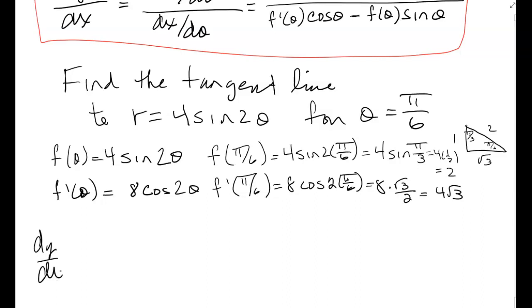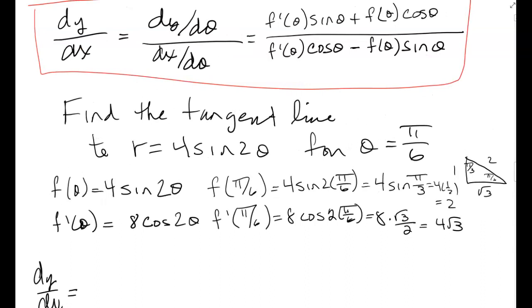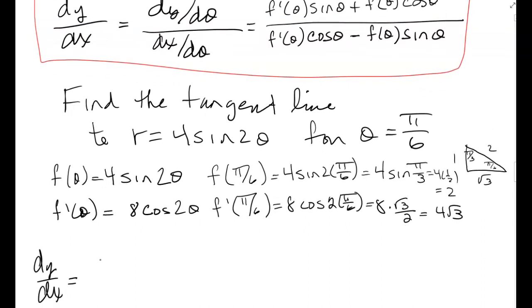So what is dy dx? Well, dy dx, it's up at the top of the screen there, is going to be f prime of theta. Oh, I just calculated that to be, I know what I did. This is wrong. Hopefully you caught that mistake for me. I needed cosine of pi over 3 because I had to multiply it by 2, not pi over 6. So cosine of pi over 3 is 1/2. So that answer is 4.